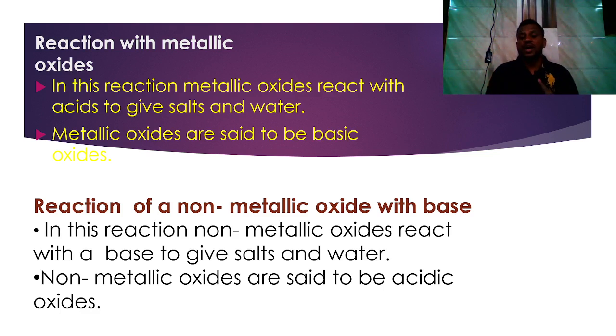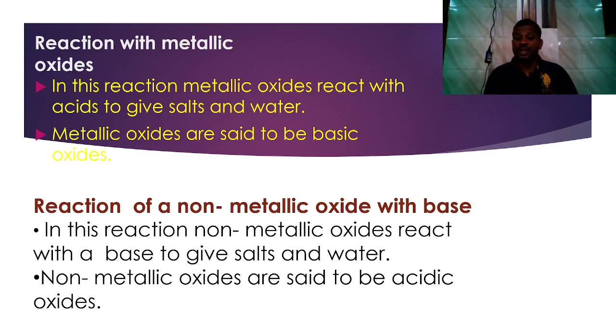Reaction of a non-metallic oxide with bases. If we see a non-metallic oxide reacting with a base, what are the products here? Non-metallic oxide reacts with a base and gives out salt and water. These also produce salt and water as products. And non-metallic oxides are said to be acidic. You can see the difference between the metallic oxide and the non-metallic oxide.